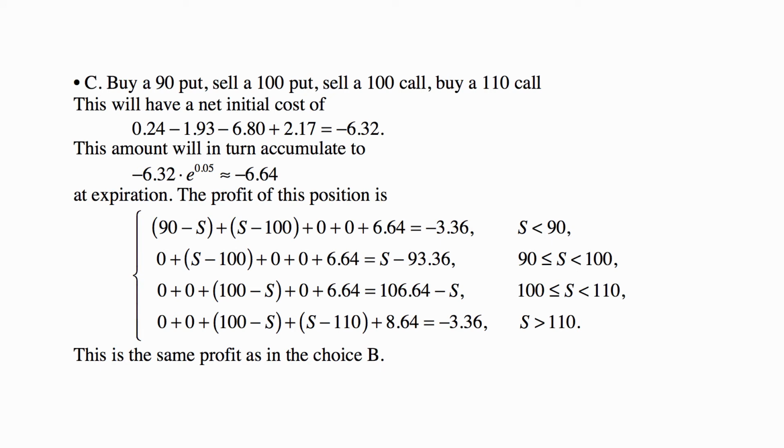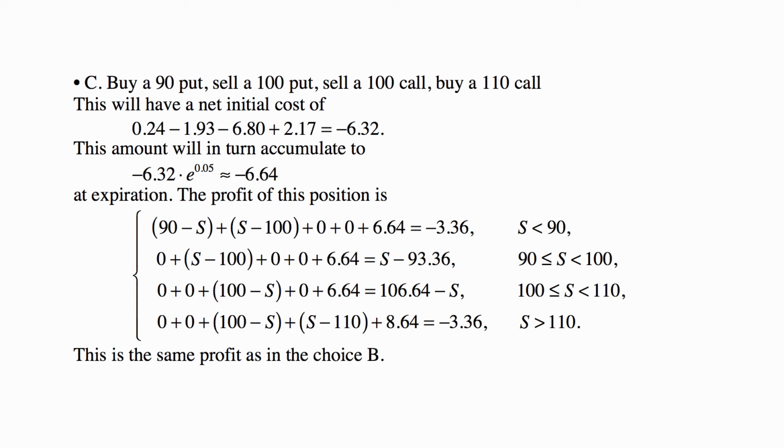For part C, we buy a 90 put, sell a 100 put, sell a 100 call, buy a 110 call. This will have a net initial cost of negative 632. This amount will in turn accumulate to negative 6.64 at expiration. Now that's negative cost. So actually you get this money.